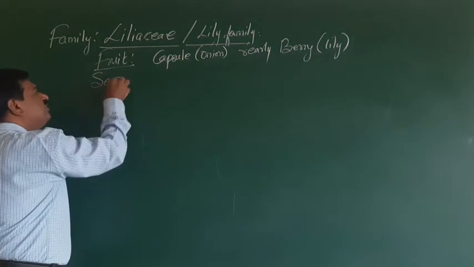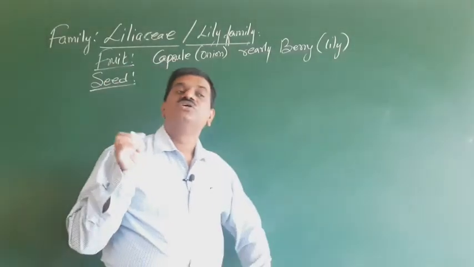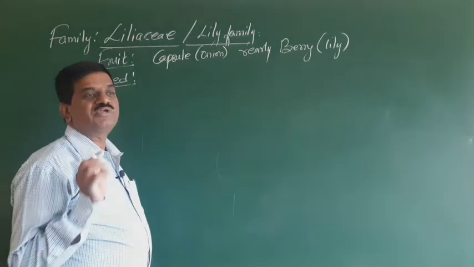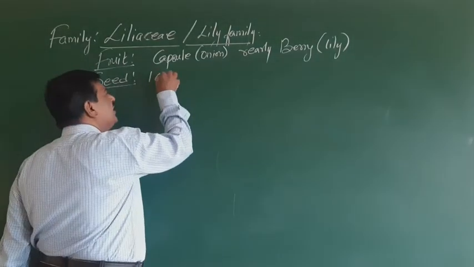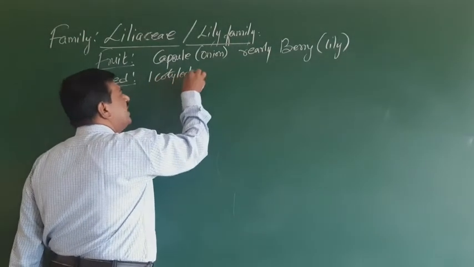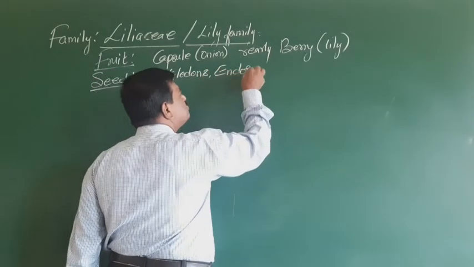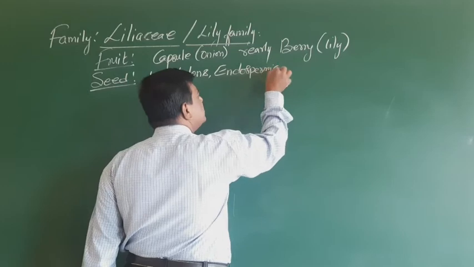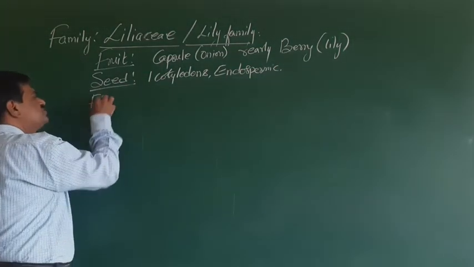The next coming to a word called as seed. So, the seeds are usually there is a presence of single cotyledon. Only one cotyledon is present, hence it is called as monocots, and the seeds are endospermic. The seeds are endospermic.